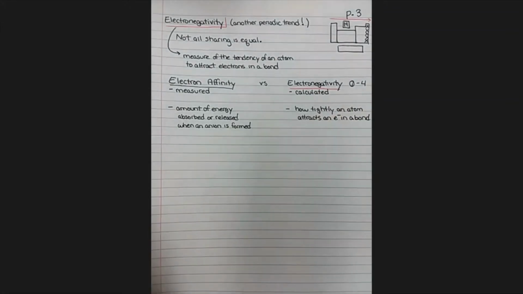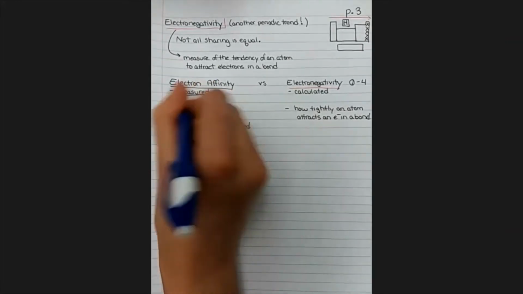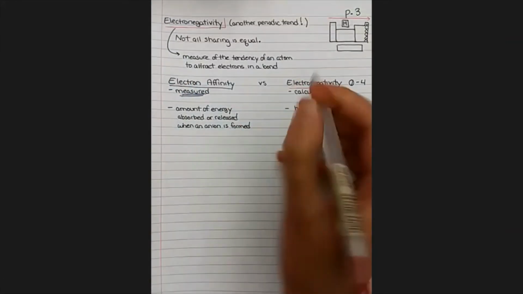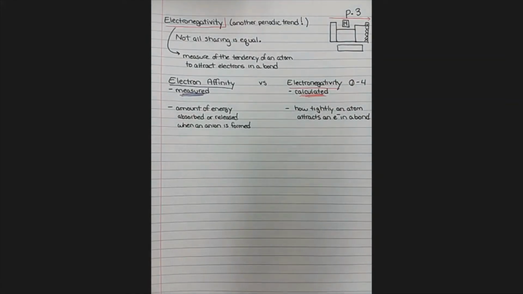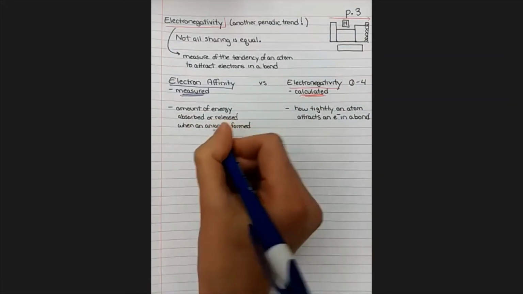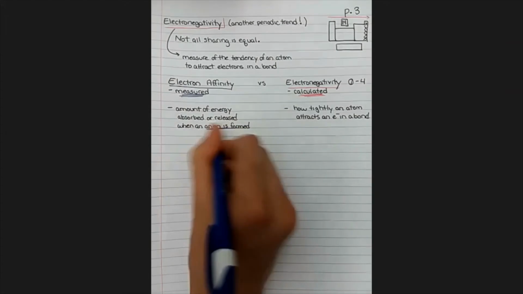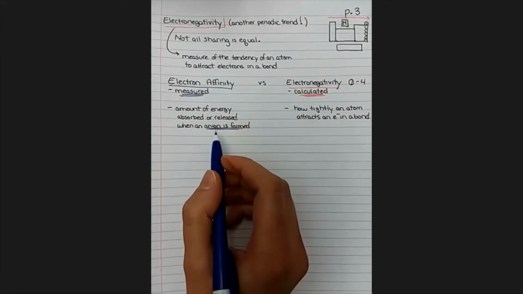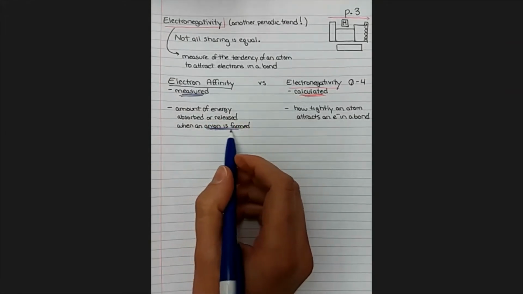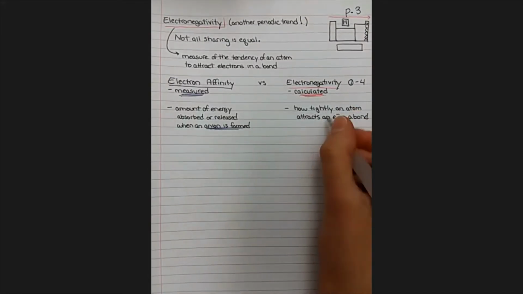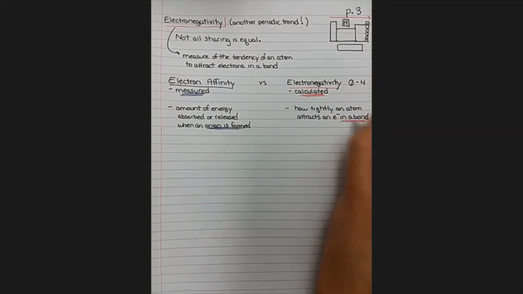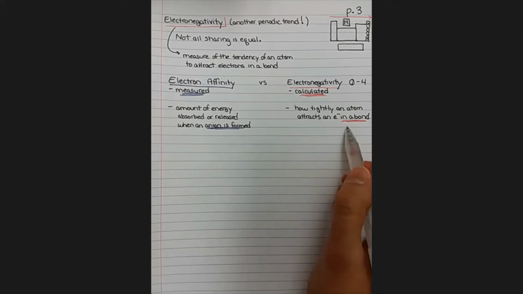So let's be really clear about the differences. Electron affinity, measured value. Electronegativity, calculated. Gosh, they even sound a little bit the same. Electron affinity is about forming an anion. Just one atom, negative charge, chilling by itself. Definitely not associated with anything else. Don't need no man. Electronegativity is about an atom attracting an electron in a bond. So this is how an atom behaves in groups.